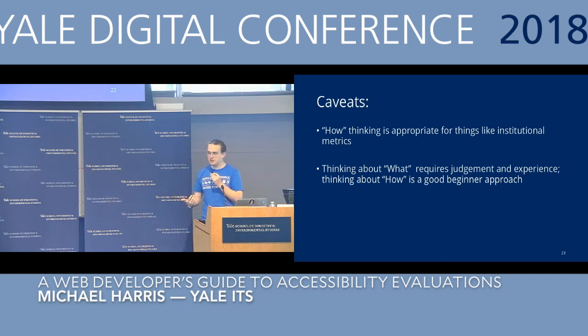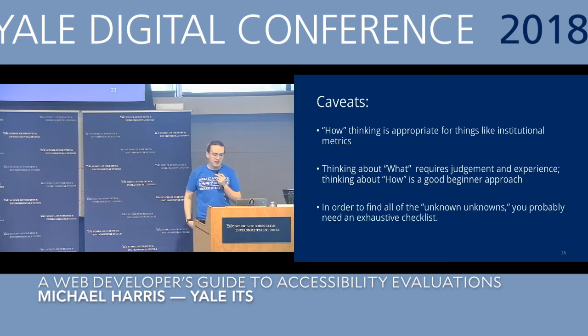And thinking about the how is a good beginner approach. If you've never done accessibility, find a checklist, find an automated scanner, and get started then. And then as you get more experience, things stop appearing as a list of discrete issues, and they start appearing as more integrated wholes. And then in order to really find out all of your unknown unknowns, you probably do need an exhaustive checklist. We do have a pretty exhaustive checklist on the accessibility website, and that's more of a how approach than a what approach, but it is still something that we need.